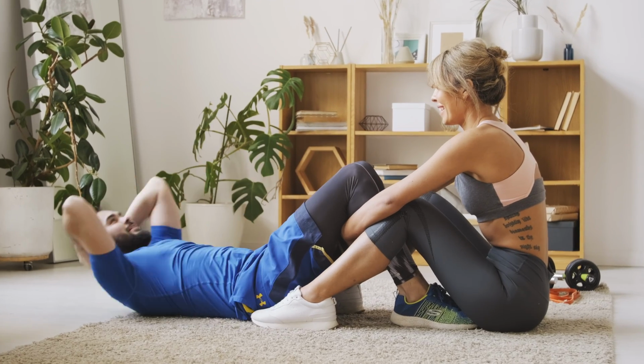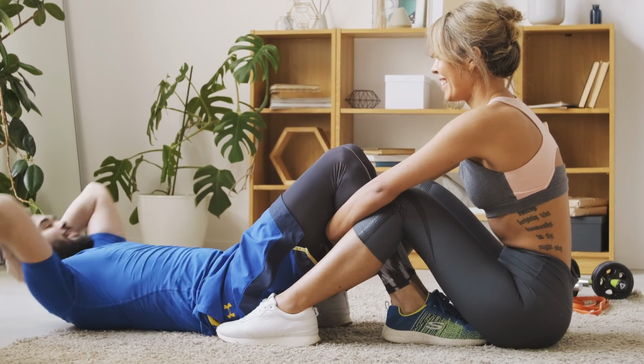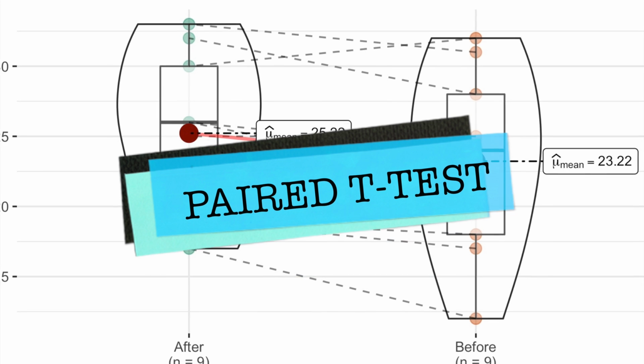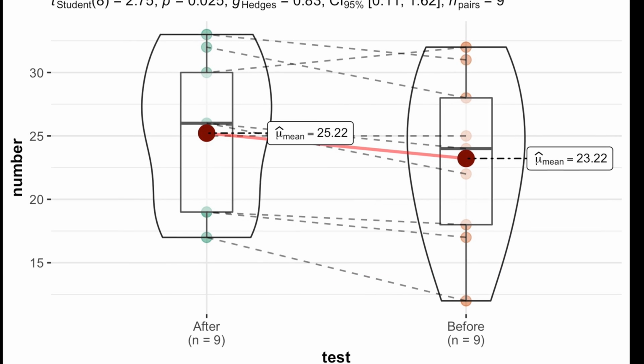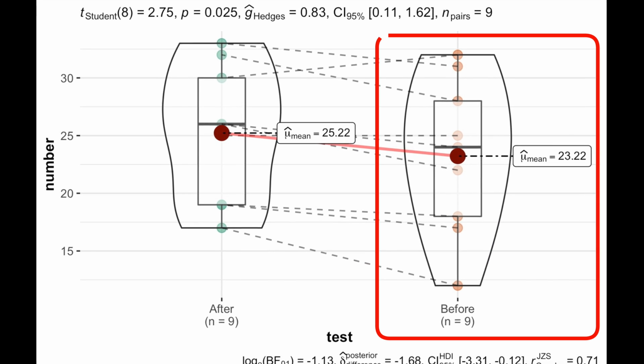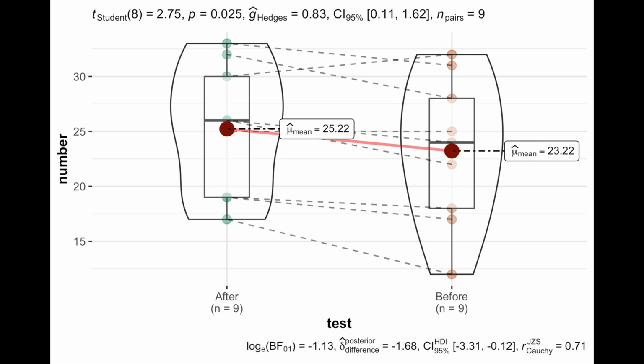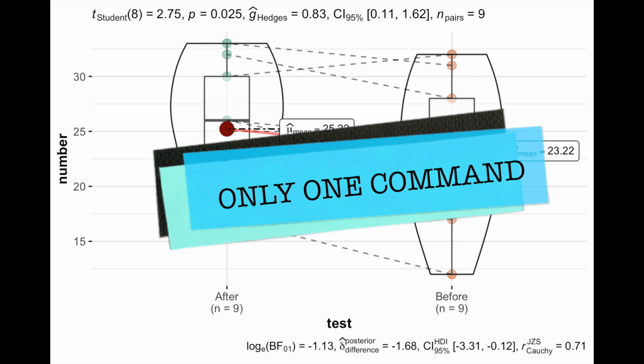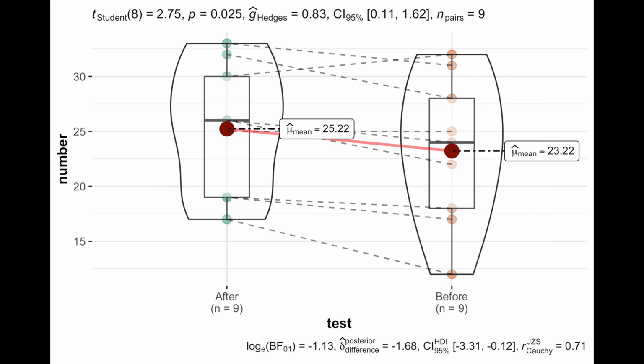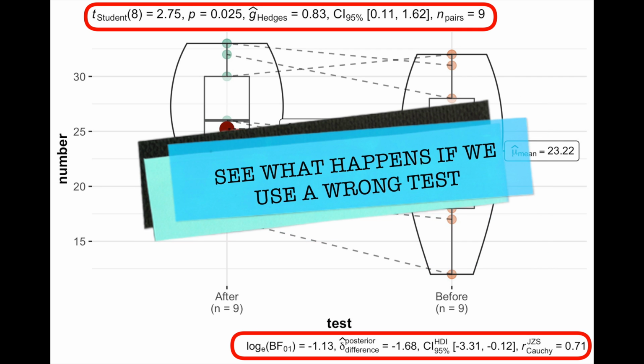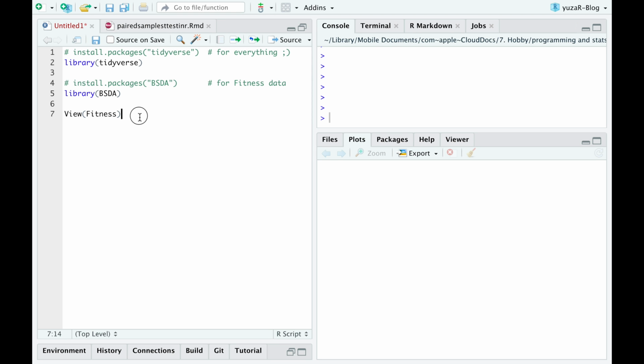Can 1 week of training significantly improve your number of sit-ups? Well, a paired t-test can answer this question by comparing your performance before and after this week. So let's learn how to produce this statistically rich plot using only one simple command, how to interpret all these results, and see what happens if you use a wrong test.